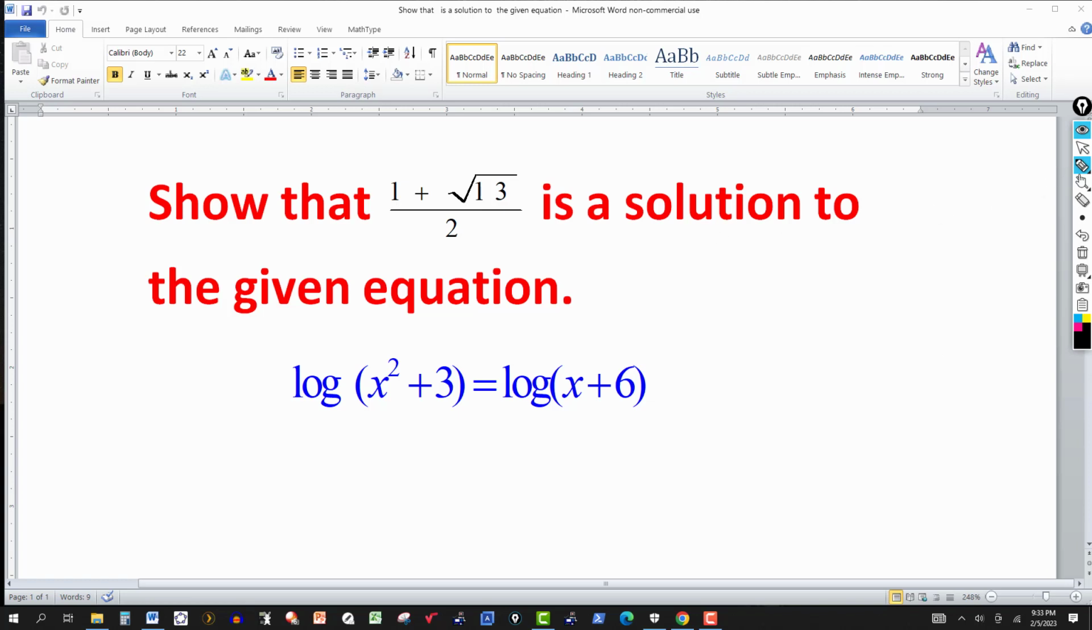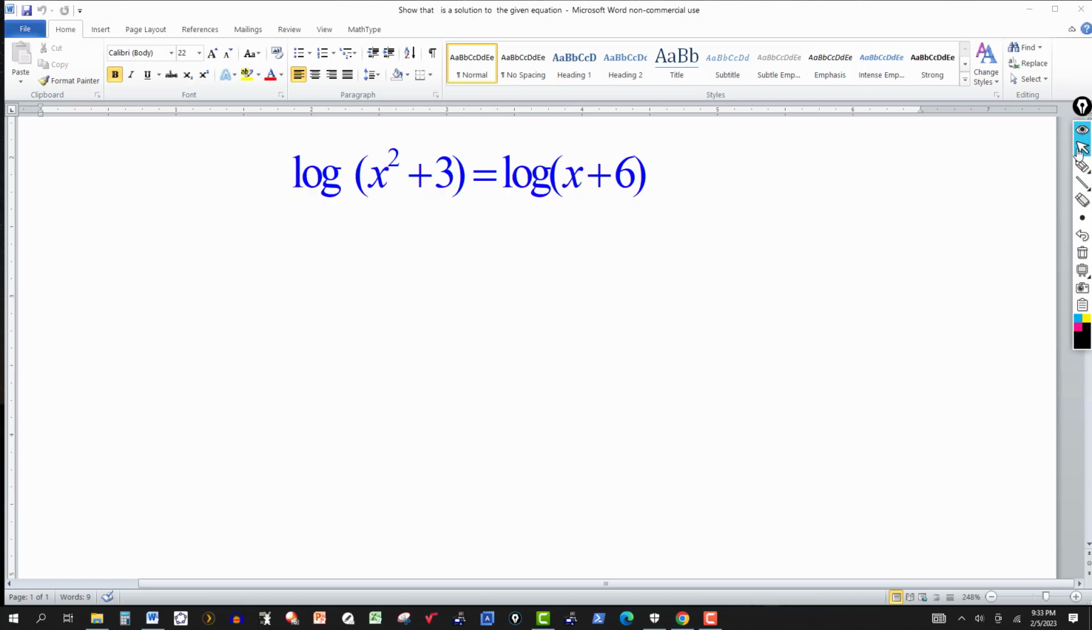So when we check a log equation, just like any equation, we simply plug in the prospective solution, in this case 1 plus radical 13 over 2, into the equation, and that should give us the same thing on both sides. So I have the log to base 10 of x squared plus 3 and the log to base 10 of 2x plus 6 are equal. So that means x squared plus 3 has to equal 2x plus 6.